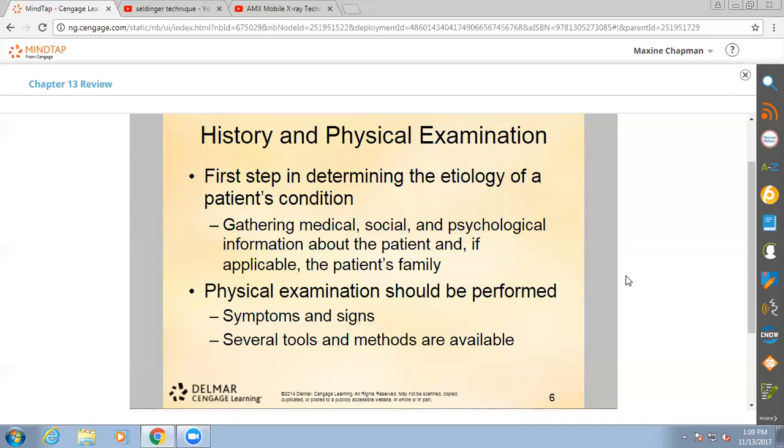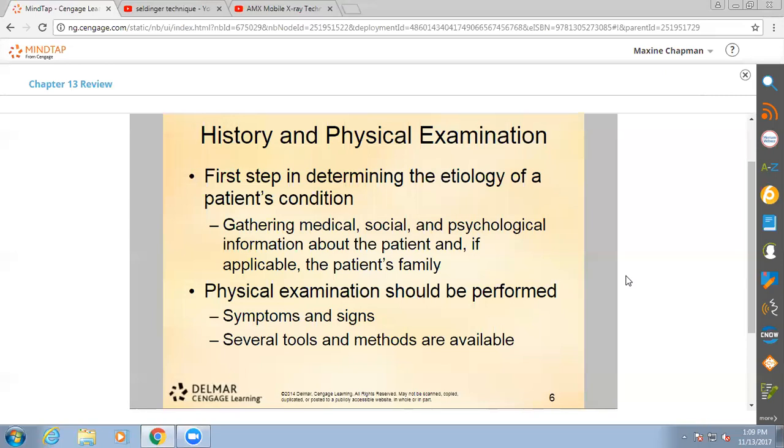Just starting at the beginning of the chapter, a history and physical exam always has to be done on every single patient that comes in the OR. Of course, it's going to help the surgeon figure out what kind of problem the patient's having, and sometimes by looking at them they can determine it. Of course, they're going to gather information from the patient.